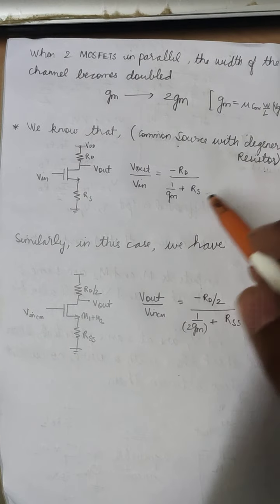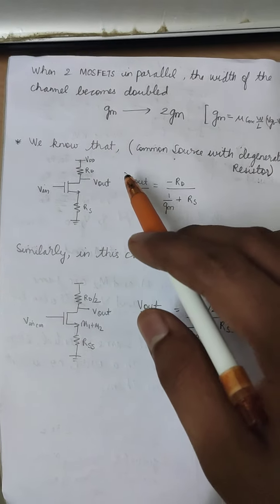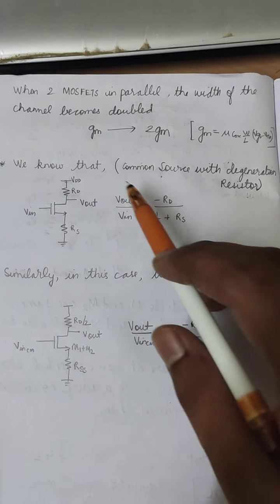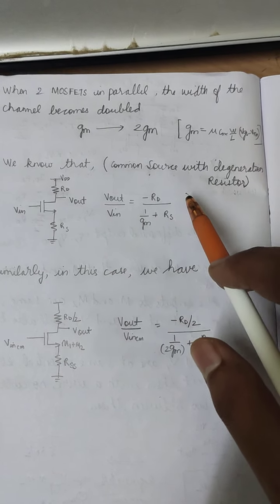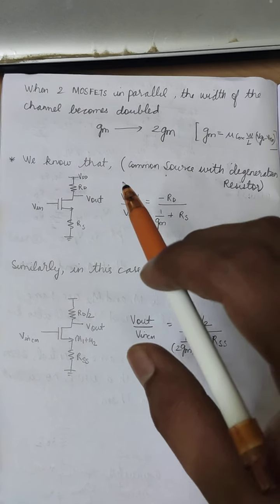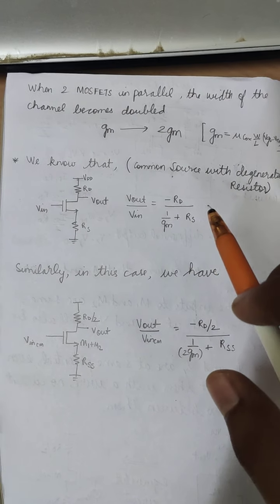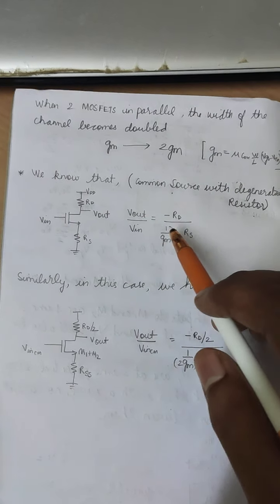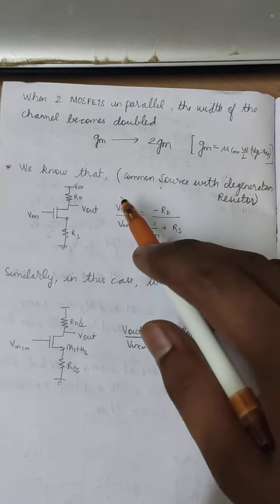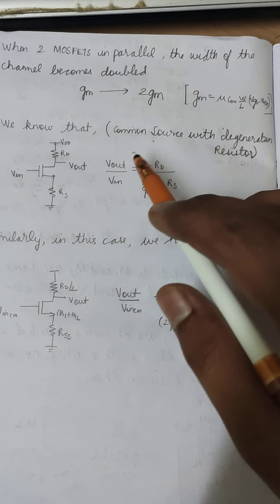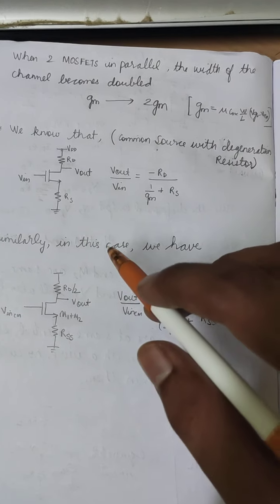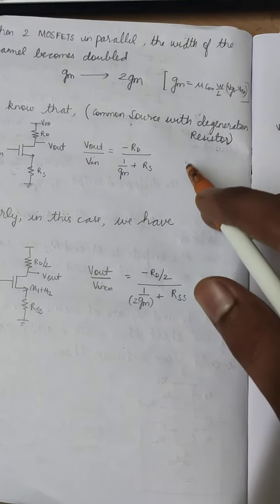So this is our equivalent circuit, and it looks very similar to a common source amplifier with a degeneration resistor. The gain of a common source amplifier with a degeneration resistor is given by Vout by Vin equal to minus RD by (1 by gm plus Rs), right? This has a very simple derivation. I have made a separate video for this, and I will put that video link in the description box. If you are interested, you can check it. I am sure you will understand it. It's very easy.